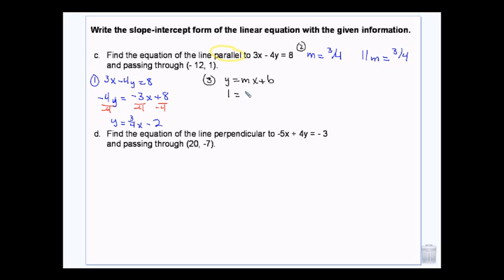So 1 is equal to 3/4 times negative 12 plus b. 4 goes into 12 3 times. 3 times negative 3 is negative 9. Add 9 to both sides, and b is 10. So now I have b and I have m. So my equation is y equals 3/4 x plus 10.